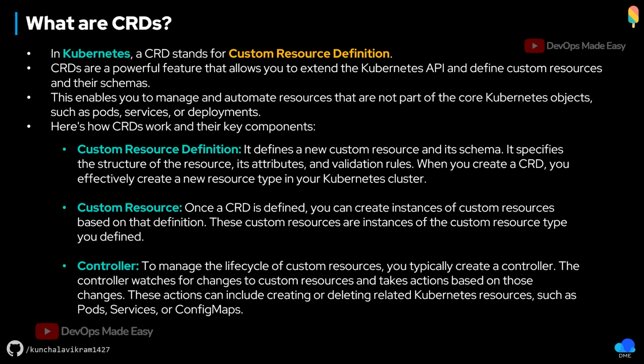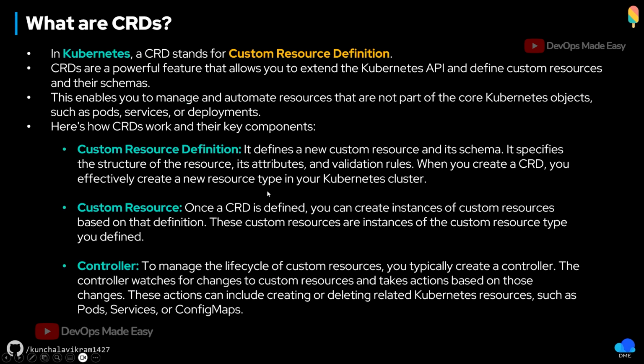But what CRDs do is extend the Kubernetes functionality through these custom resources and their schemas. So this enables you to manage or automate resources that are not actually part of core Kubernetes. The parts of core Kubernetes are components like pods, services, and deployments. Right? So this is how these CRDs work, and these are all the key components.